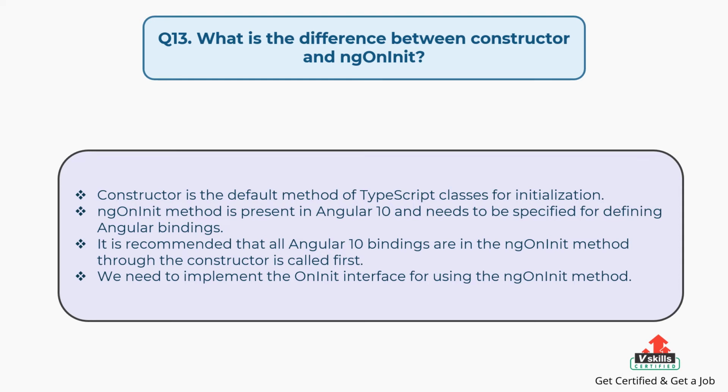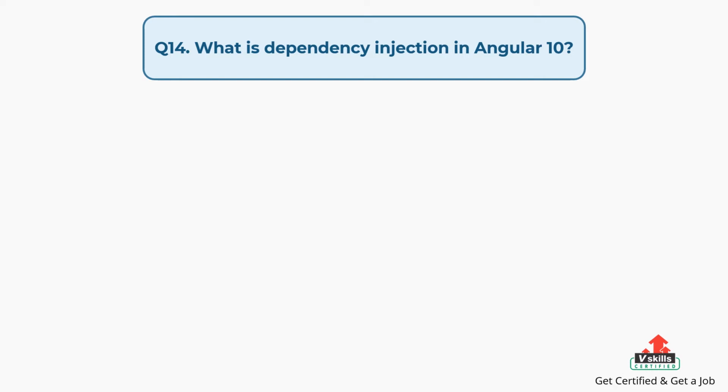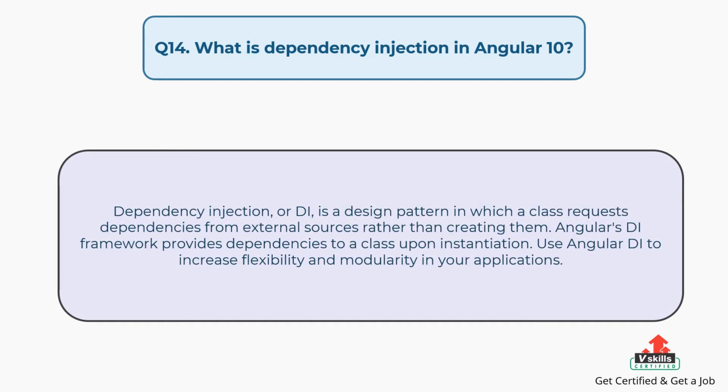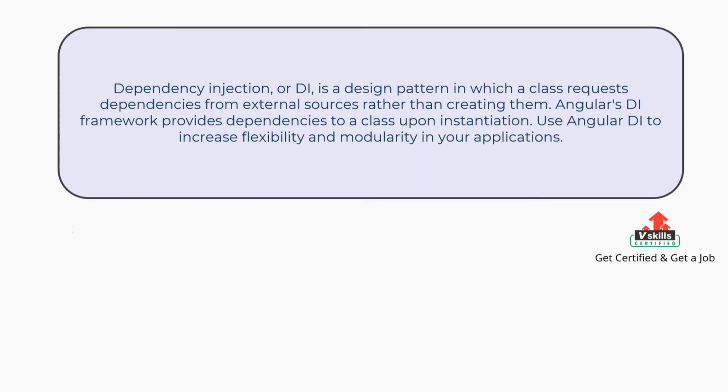We need to implement the OnInit interface for using the ngOnInit method. Question number 14, what is dependency injection in Angular 10? The answer is: dependency injection, or DI, is a design pattern in which a class requests dependencies from external sources rather than creating them. Angular's DI framework provides dependencies to a class upon instantiation. Use Angular DI to increase flexibility and modularity in your applications.